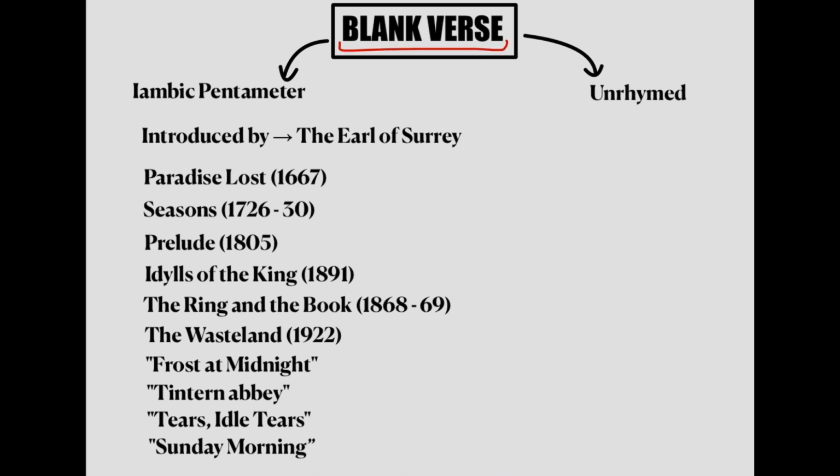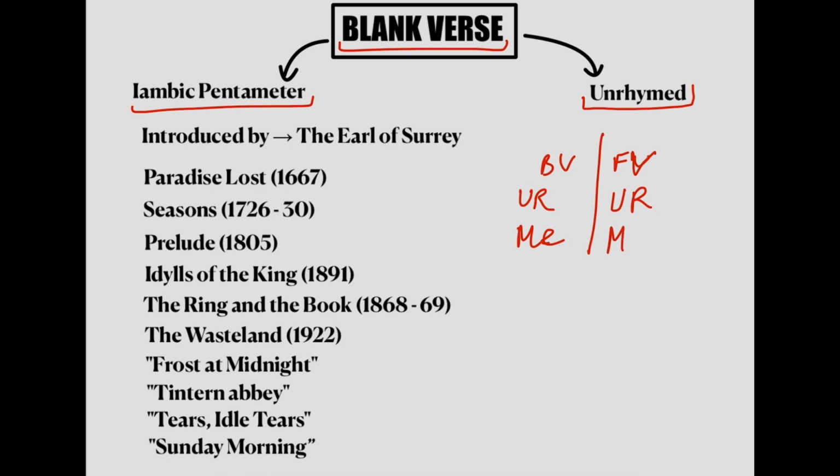Next we have blank verse, very important term. Blank verse is written in iambic pentameter and it is unrhymed. There are two main things to remember about this blank verse. The difference between blank verse and free verse is that blank verse is unrhymed, but it has meter, and free verse is unrhymed and doesn't even have meter. So remember this. All right.